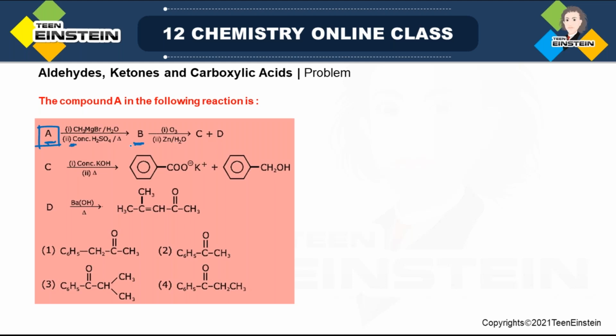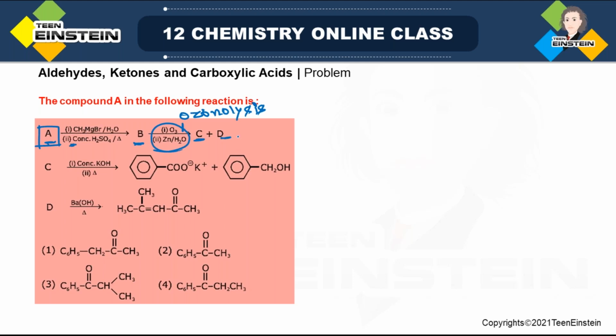There must be some C=C double bond in B, and that is again confirmed by the reagent O3, Zn/H2O. This reagent combination we use in ozonolysis reaction. First there is treatment with O3, ozone gas, and second is the reducing agent, Zn and H2O. So ozonolysis can occur only if there is a C=C double bond. That means B must contain a C=C double bond, so in C there should be one carbonyl group, and in D also there should be another carbonyl.